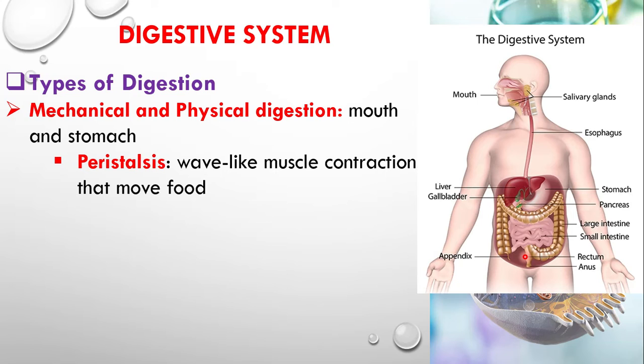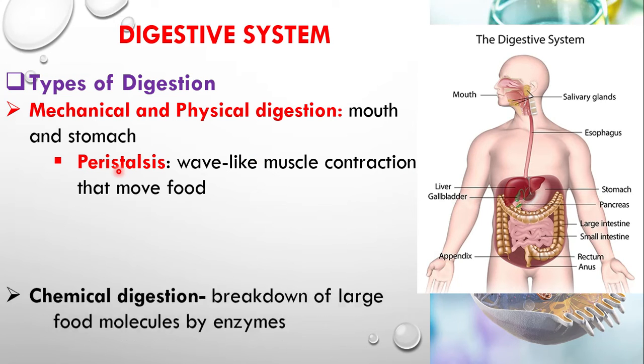One phenomenon after undergoing mechanical digestion in the mouth, when we swallow the food, is a wave-like muscle contraction of the food that we ate here in the esophagus to push it down. The wave-like muscle contraction is what we call peristalsis.